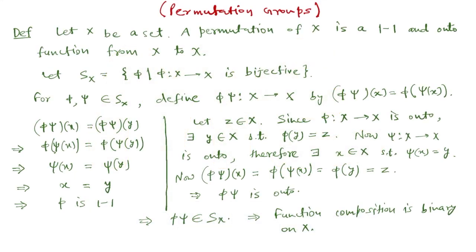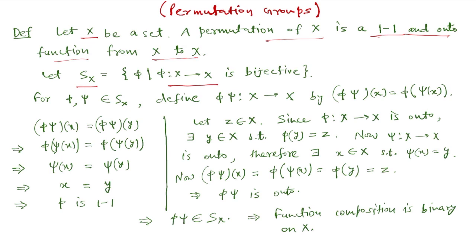In this video, we are starting the chapter on permutation groups. So we begin with the definition of a permutation. Let X be a set. A 1-1 and onto function from X to X is called a permutation of X. And we collect all the 1-1 and onto functions from X to X and denote this set by Sx.